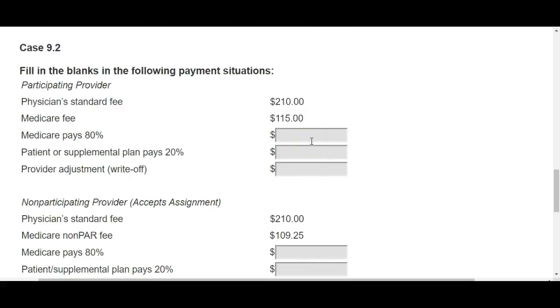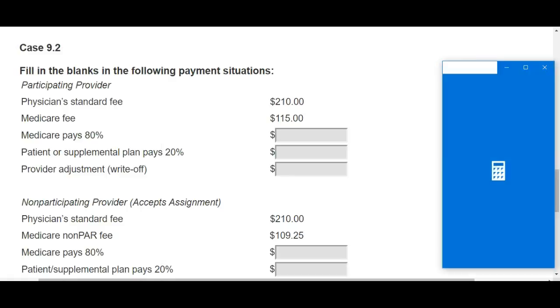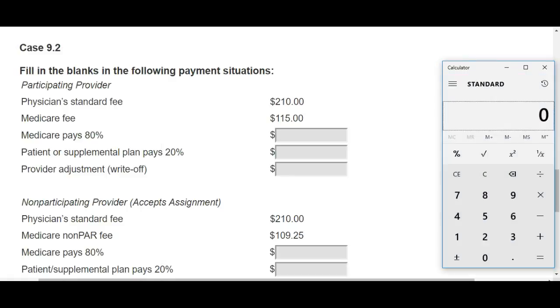Okay? So back up to the top we go. $210 is the standard fee. The Medicare fee is $115. So $210 is what's billed. Because this provider is a participating provider, what Medicare is willing to pay of that $210 is $115. Let me get my little calculator back up here. Of that $115, Medicare is going to pay 80%, so $115 times 0.8 is $92.